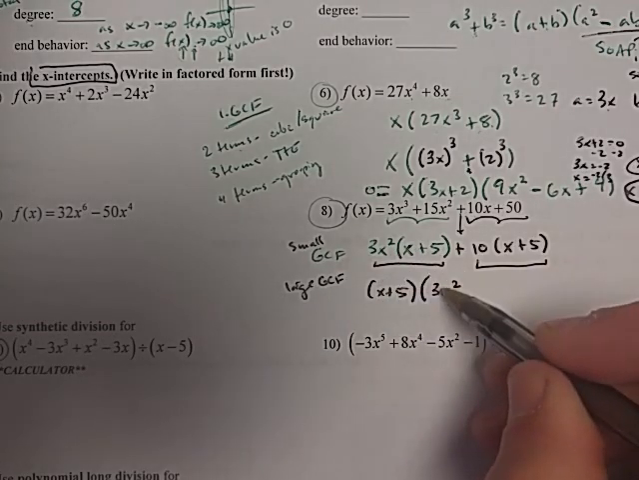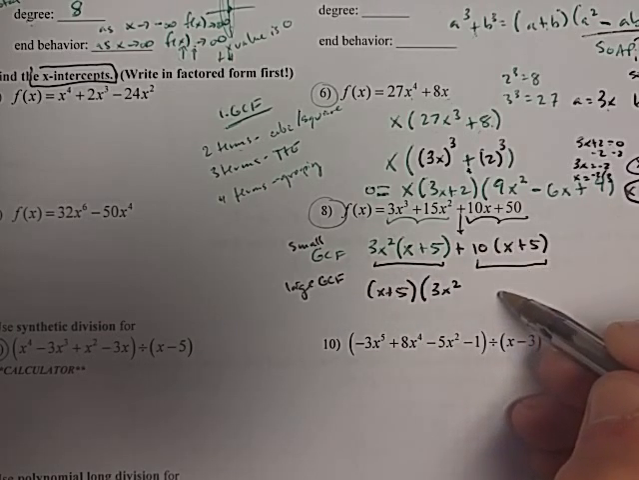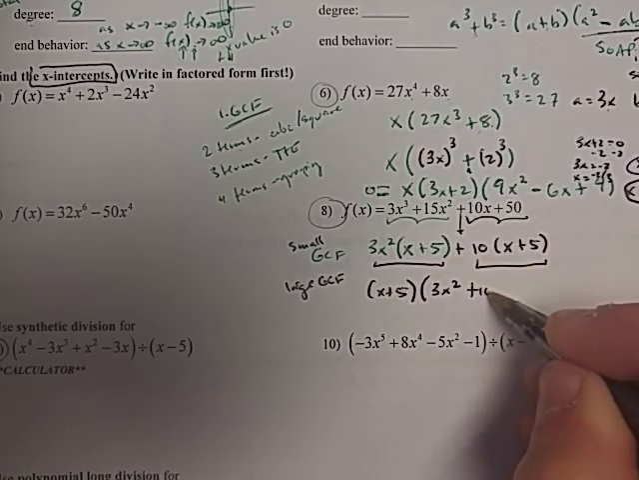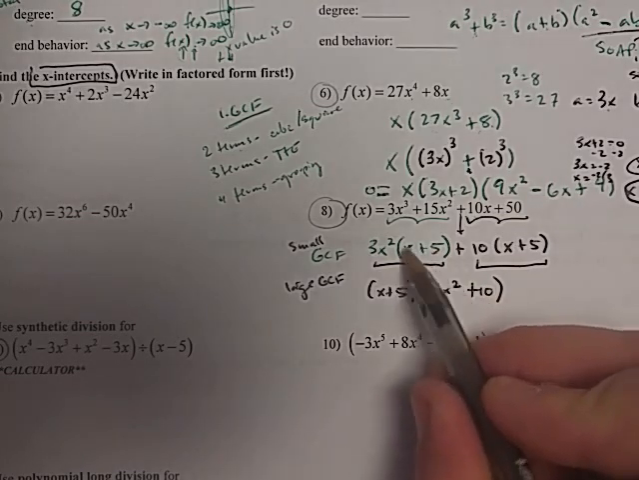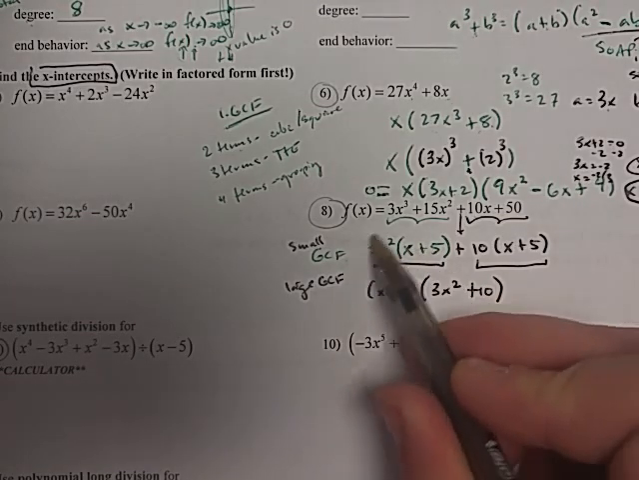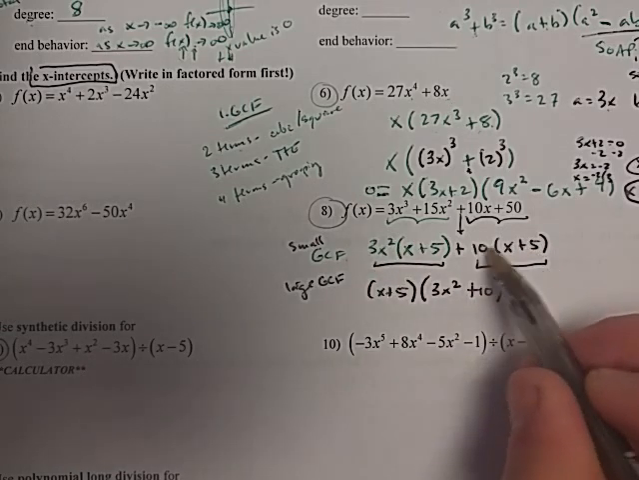That's how I got this term. I did x plus 5 times 3x squared. To get this term, I did x plus 5 times 10. You might have to think through that a couple times before you see it. But I can pull this x plus 5 out, and all I'm left with is 3x plus 2. And I can pull this x plus 5 out, and all I'm left with is 10.